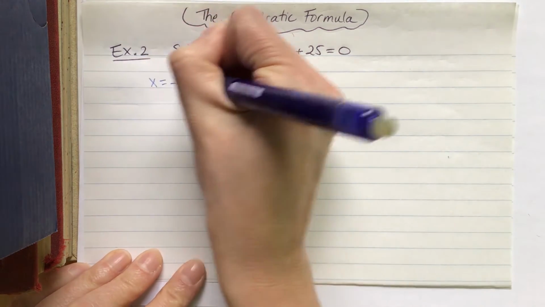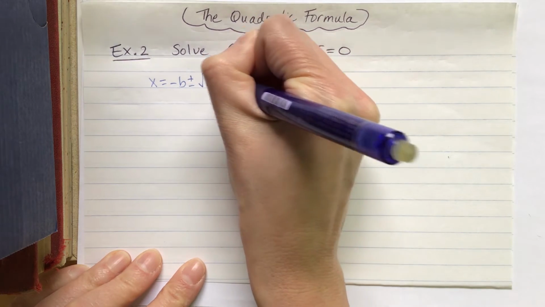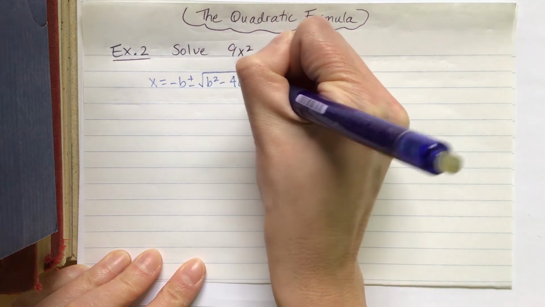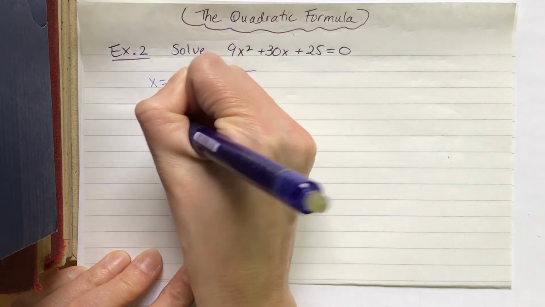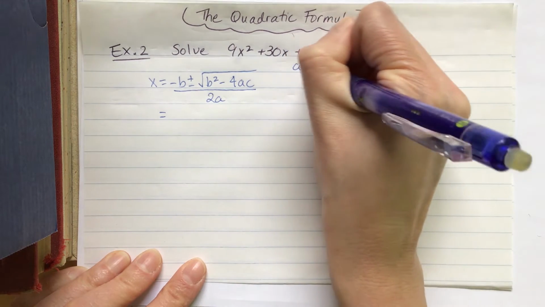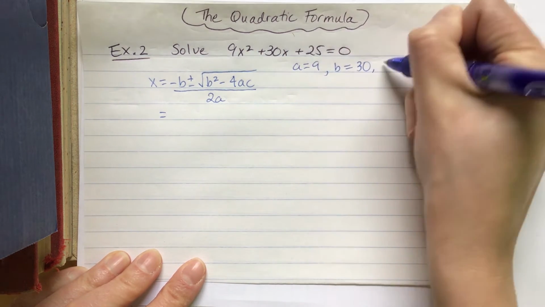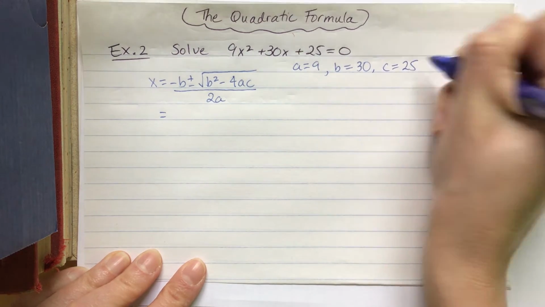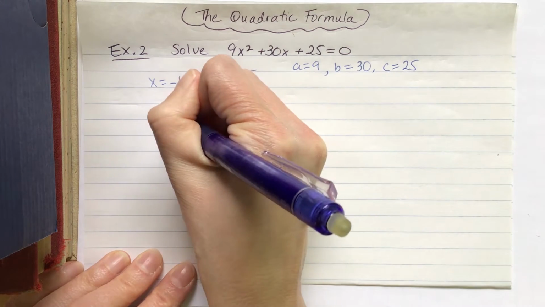x is equal to negative b plus or minus square root of b squared minus 4 times a times c, all divided by 2 times a. Let's identify a, b, and c. So a is 9, b is 30, and c is 25. And now we're just going to put in all of our numbers.